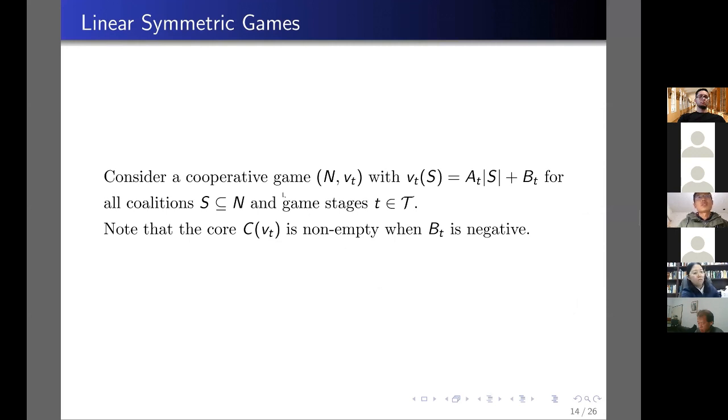Now let's consider specific games. We suppose the cooperative case of the dynamic game is described by the linear symmetric game. It means that the characteristic function Vt of S is of such a form. And in linear symmetric games, when the core is not empty, Bt is always negative. So we always consider cases when Bt is negative.